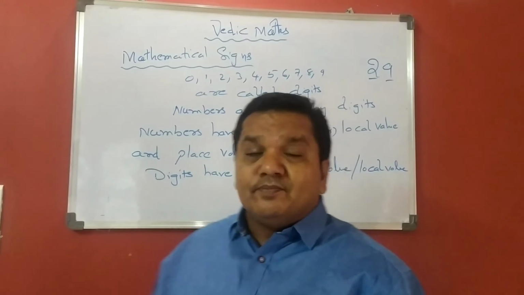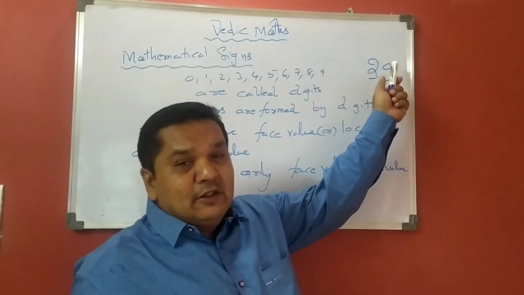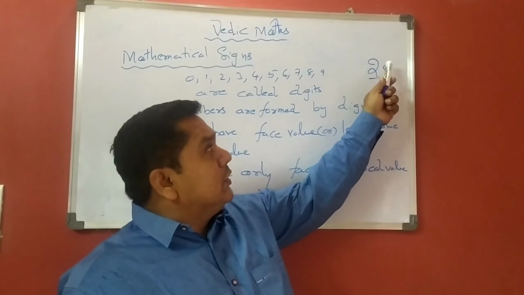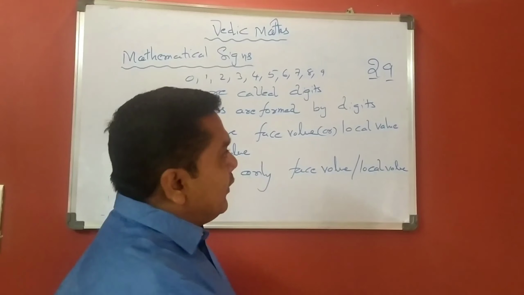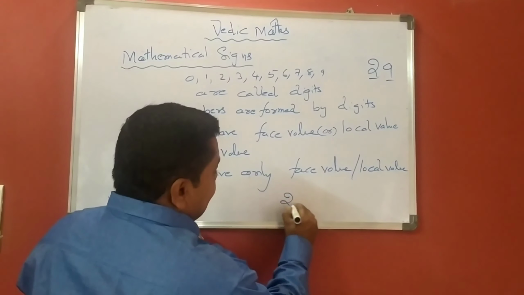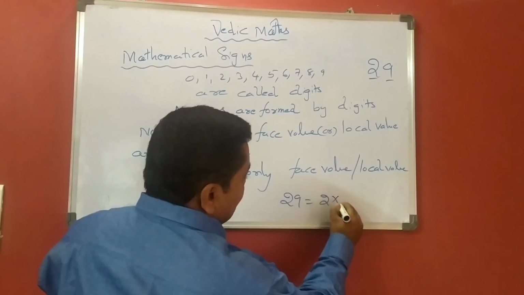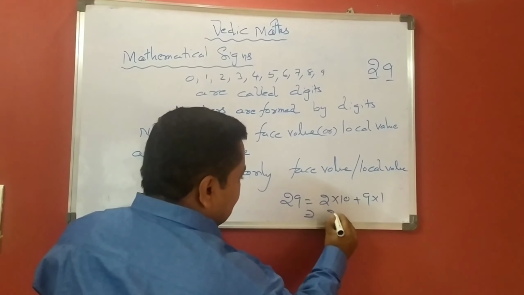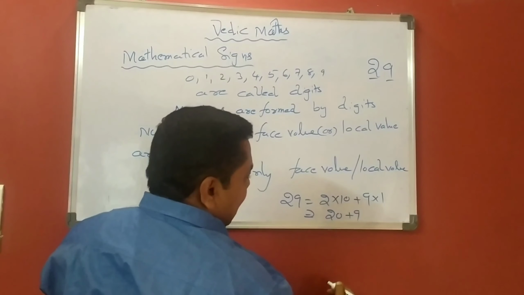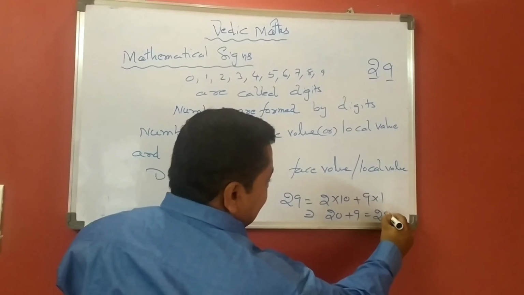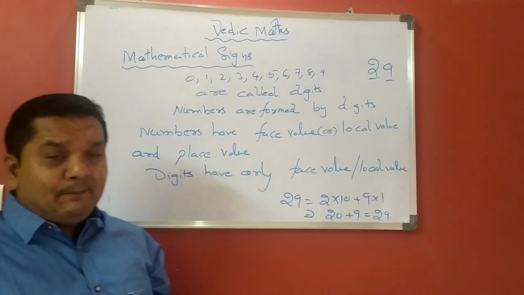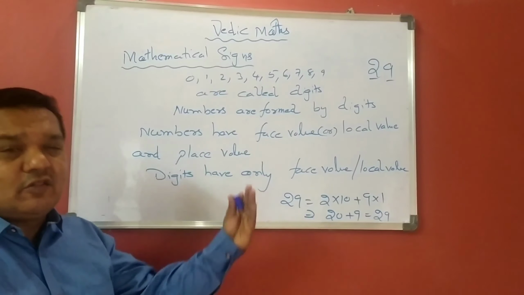What is meant by place values? 9 is in the units place, 2 is in the tens place. So we can write 29 as 2 into 10 plus 9 into 1. 2 tens are 20, 9 ones are 9, that is equal to 29. That is called the place value and face value.